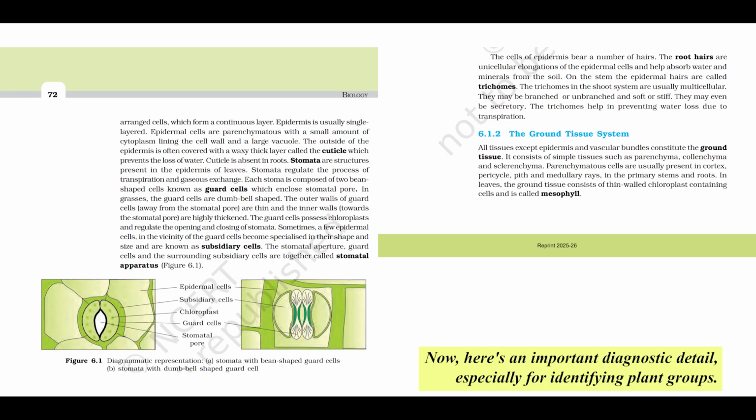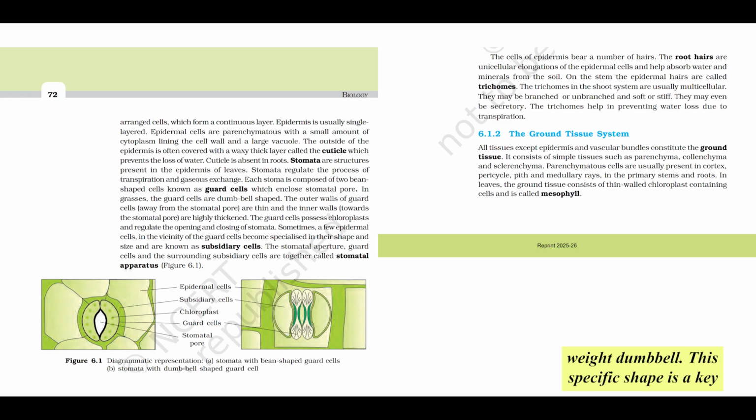Now, here's an important diagnostic detail, especially for identifying plant groups. In grasses, which are typical monocots, these guard cells aren't bean-shaped. Instead, they are distinctly dumbbell-shaped, like a little weight dumbbell. This specific shape is a key identifying feature that helps you differentiate monocots very quickly.